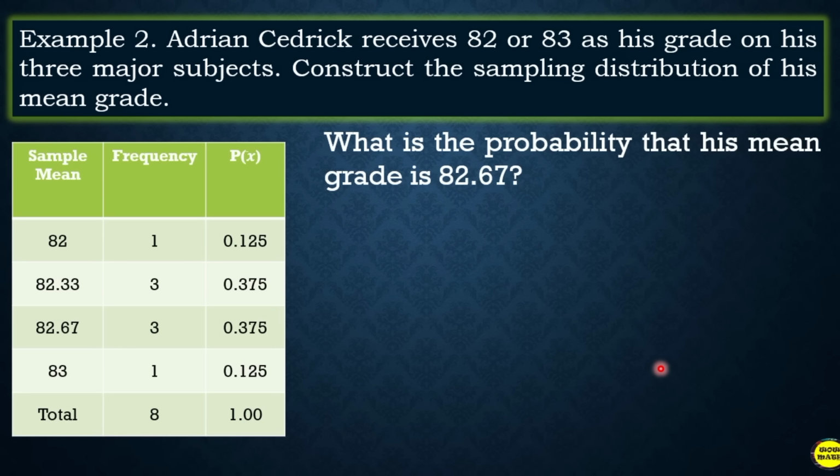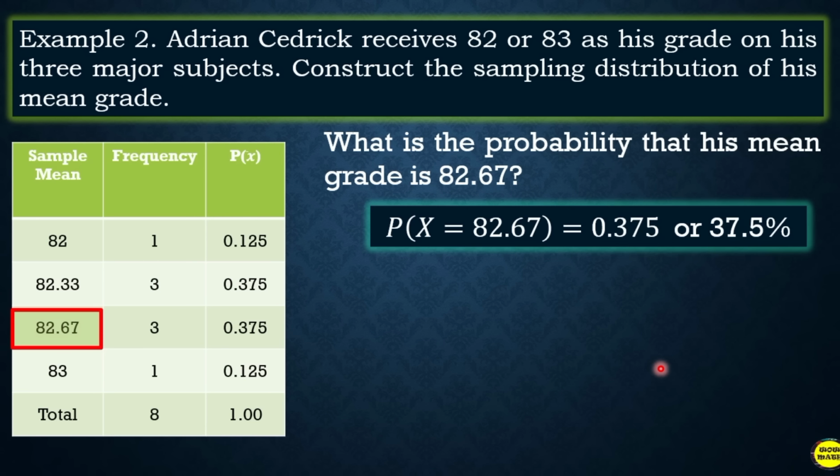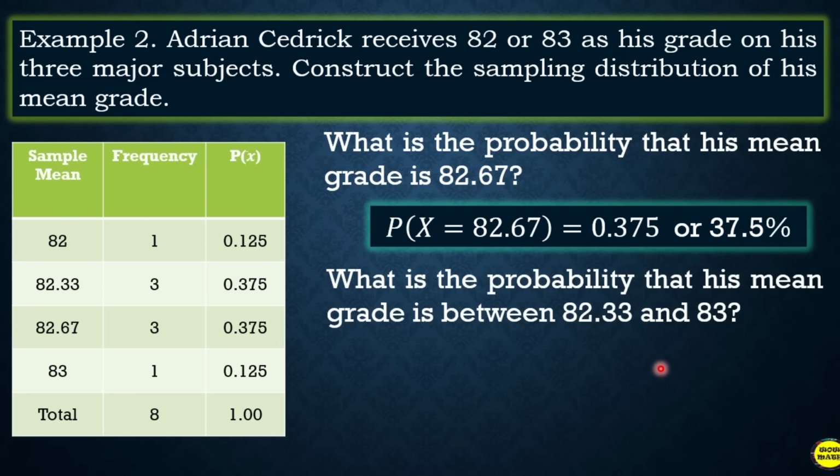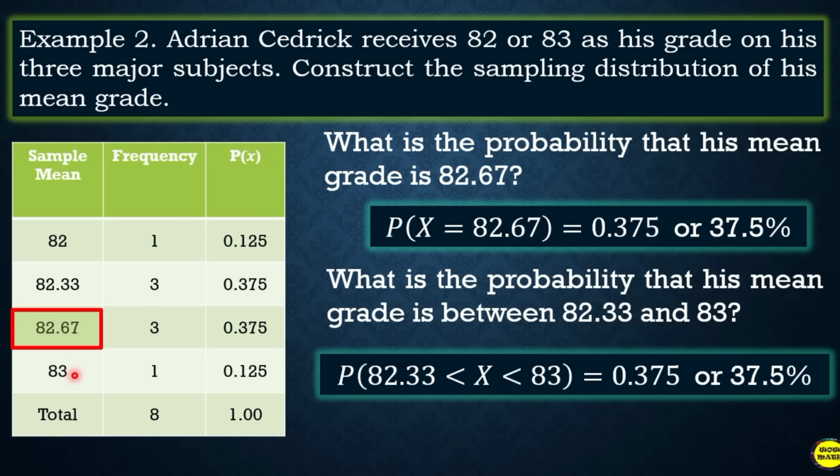Next, what is the probability that his mean grade is 82.67? So, ano yung probability corresponding sa 82.67? That is 37.5%. Next, what is the probability that his mean grade is between 82.33 and 83? So, ito yung 82.33 natin, tapos ito yung 83. So, ano yung probability na makakuha between? So, 82.67 lang naman yon, di ba? So, therefore, that is 37.5%.